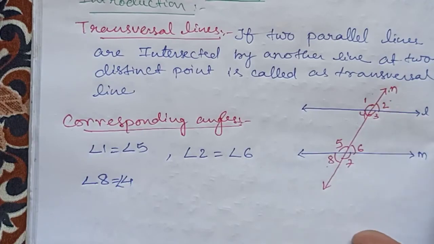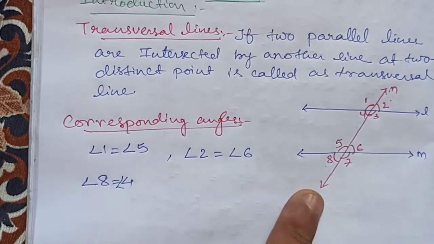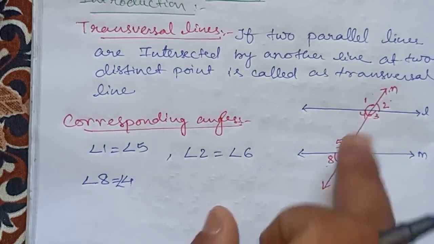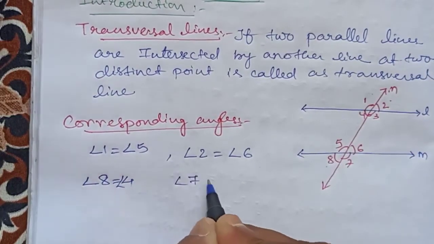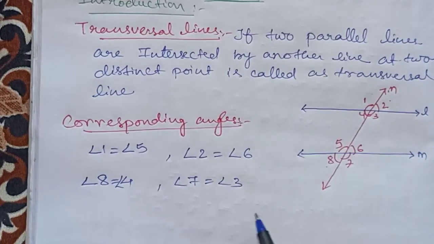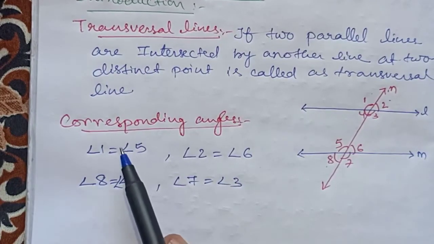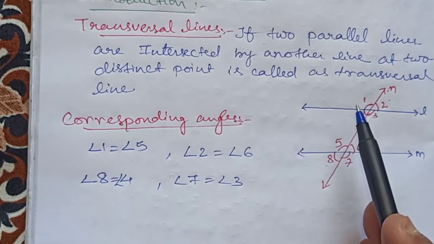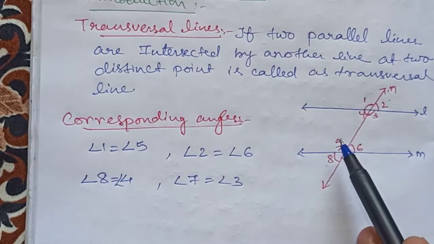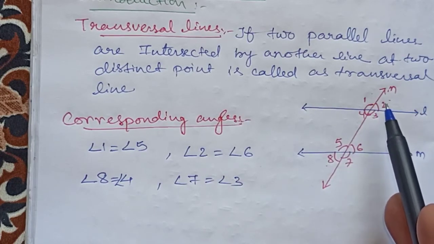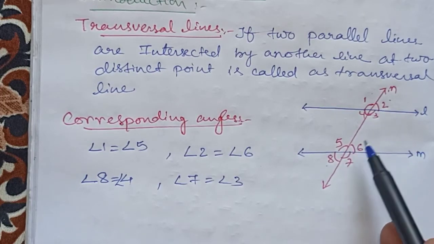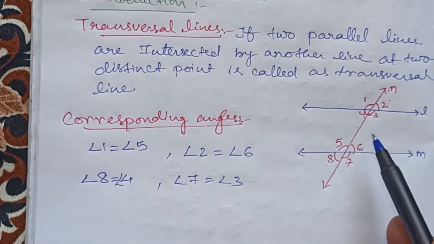If we rotate the diagram and see from this side, you will find that angle 8 equals angle 4. Angle 7 equals angle 3. This is the relationship between the angles for corresponding angles. So if this angle is 50 degrees, this will also be 50 degrees. If this is 40 degrees, this angle will be 40 degrees. So directly you can write that these two angles are equal because of corresponding angles.